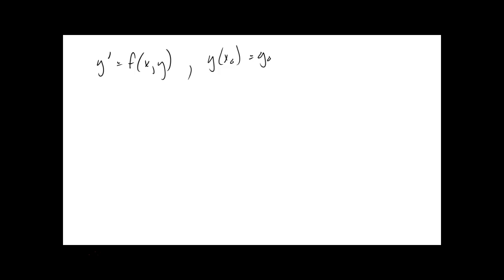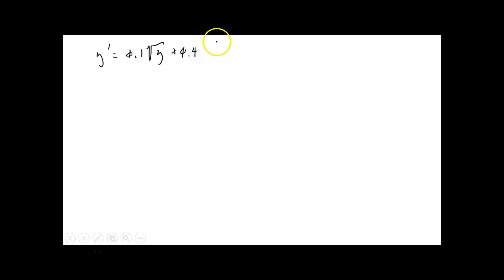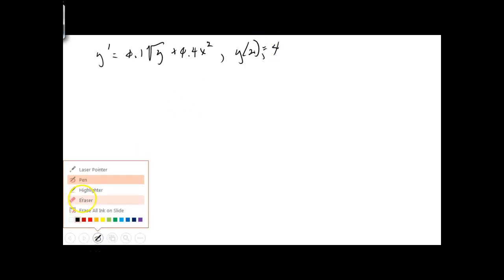Y prime. Okay. I think I'll erase this because I may need the room. Gonna look very much like that, but let me put some real life things in. Y prime, which is dy dx, is equal to 0.1 times the square root of y plus 0.4 times x squared. Okay, there's your differential equation. Here's the boundary condition. When x is equal to 2, y is equal to 4. I don't know why a comma showed up there, but it doesn't belong.